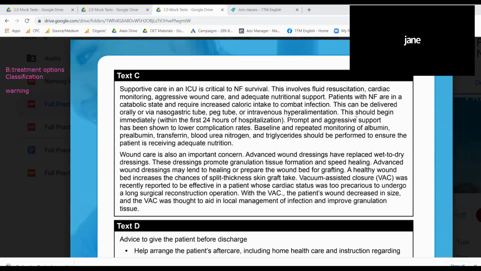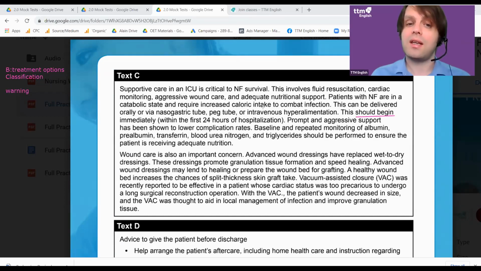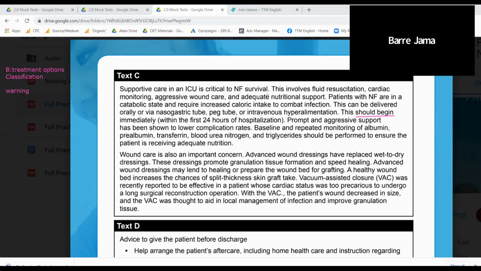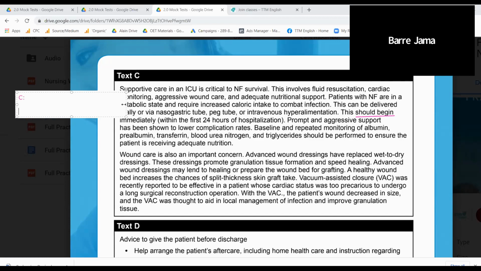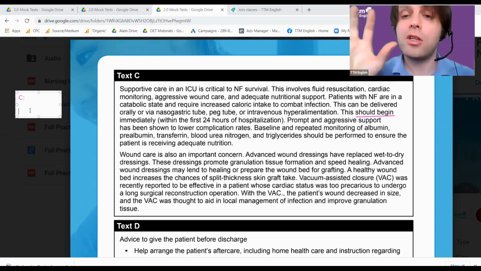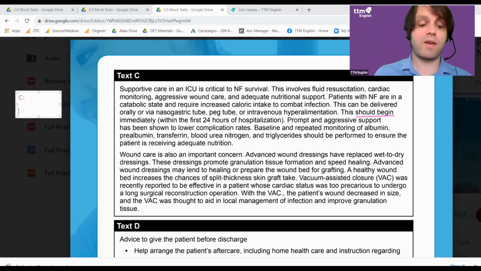Yeah, instruction. This is one where it's a bit tricky, but we do have the word should. Okay. Supportive care in the ICU is critical to survival. This is almost like a mix. It's a guideline and treatment options. To me, this is almost two different things at the same time. Guidelines and instructions. Management. Okay, so firstly, guideline. It does have should, so it is advice, right? There is some advice in there.